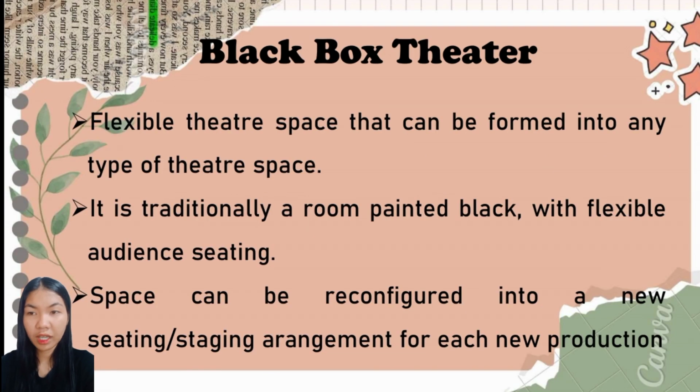We have here the black box theater. Flexible theater space that can be formed into any type of theater space, just like what I've said earlier. It is traditionally a room painted black with flexible audience seating. So as you can notice, it's a dark or black setting of the stage or its environment. Space can be reconfigured into a new setting or staging arrangement for a new production.